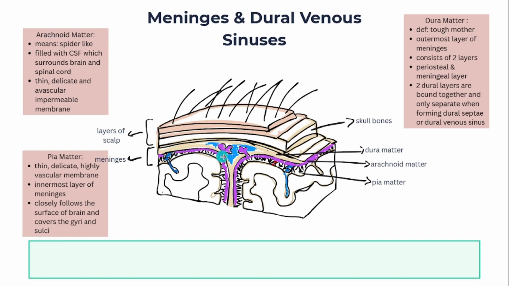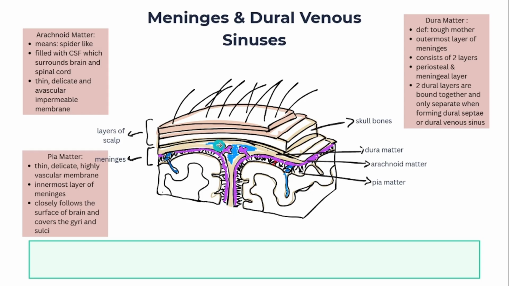Next is the arachnoid mater. Here you can see in purple is the arachnoid mater. It is the intermediate layer. Arachnoid means spider-like, spider web-like. You can see here it's spider web-like, and it surrounds the brain and spinal cord. It's filled with cerebrospinal fluid. So it's an important feature of the arachnoid mater that it's filled with CSF.